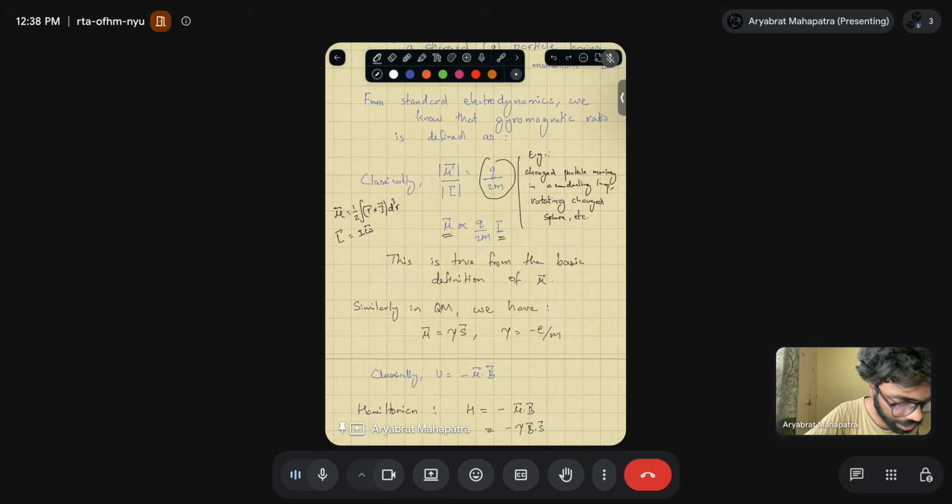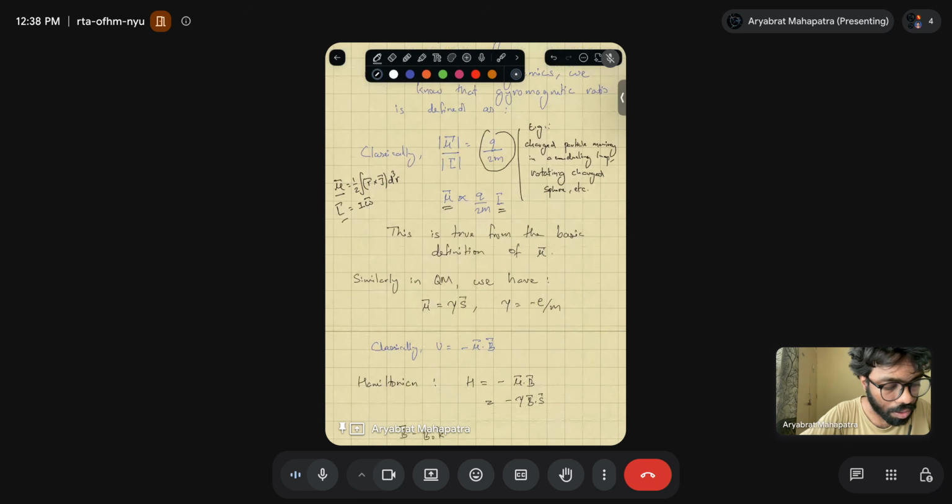So in quantum mechanics, this magnetic moment is also related to something like gamma s, in the same fashion as how mu is related to the angular momentum in case of classical objects. The same way like how magnetic moment is related to the angular momentum in classical objects with a proportionality going as q over 2m.